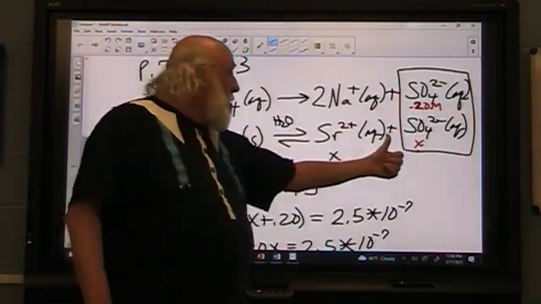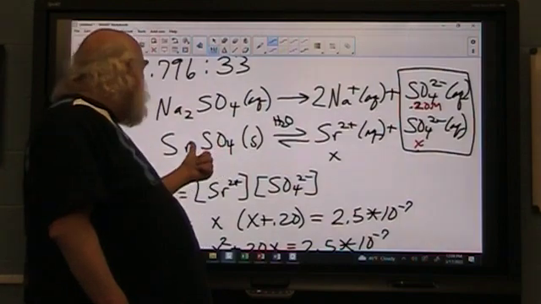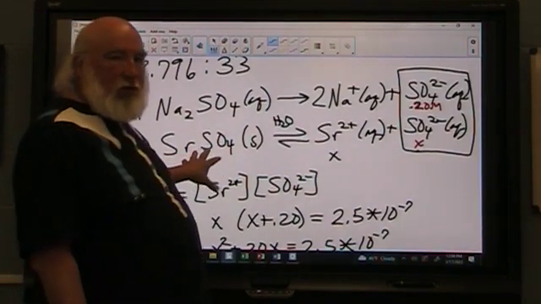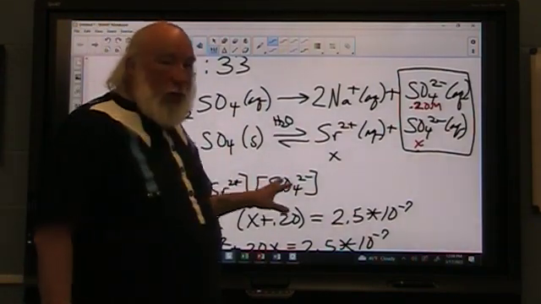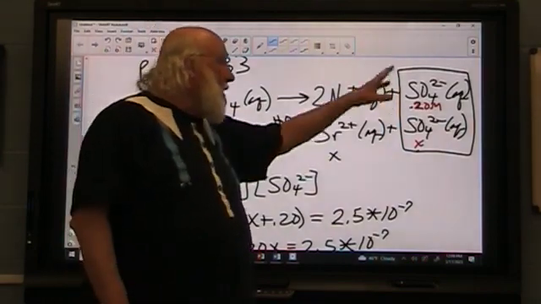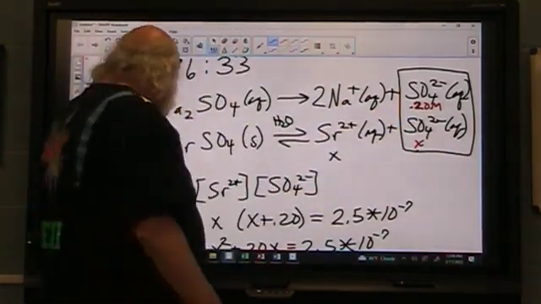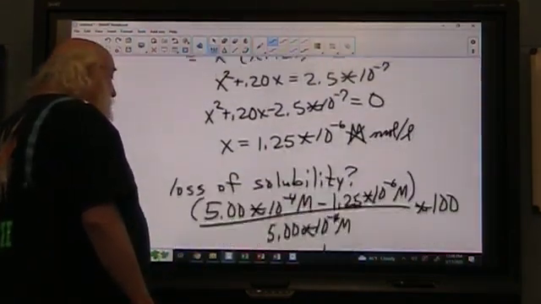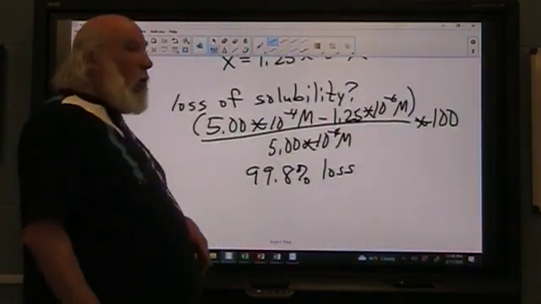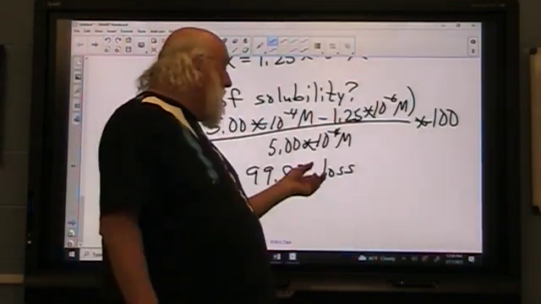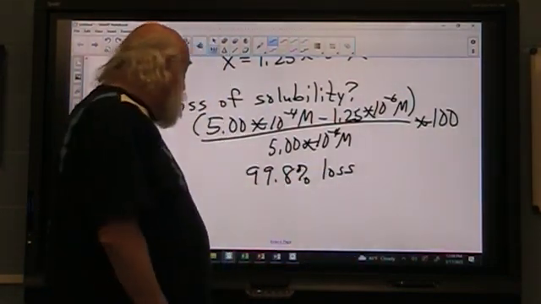So it's going to decrease the amount of X and push it more towards the crystal SrSO4 that will not dissolve. So how much actually dissolves, the value for X, will drop dramatically. How dramatically? Almost a complete 100%. It won't ever be 100%, but that's pretty doggone close to it.